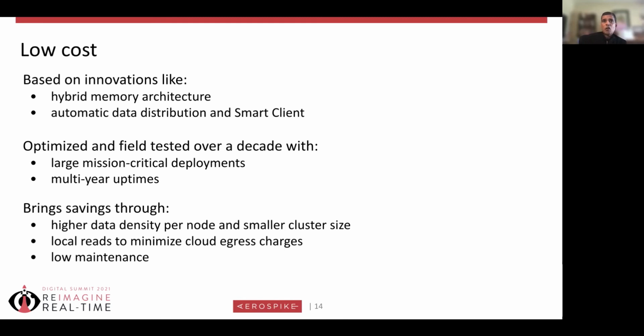Also, as we saw earlier, because the reads can be local, you don't incur the cloud egress charges if you have deployed this in a cloud environment. And in general, because of the reliable cluster solution that Aerospike has, the maintenance costs are low. So all of this results in low total cost of ownership.